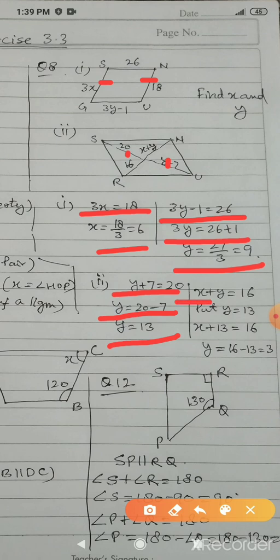The same property is used in the second line segment RN. X plus y is equal to 16, y is equal to 13 already found, and x plus 13 is equal to 16, so x is equal to 16 minus 13, which is 3.